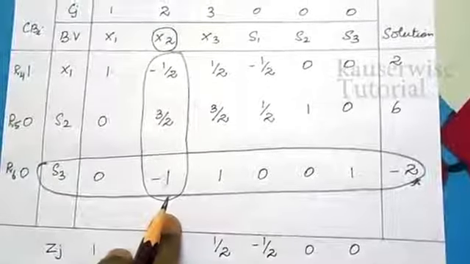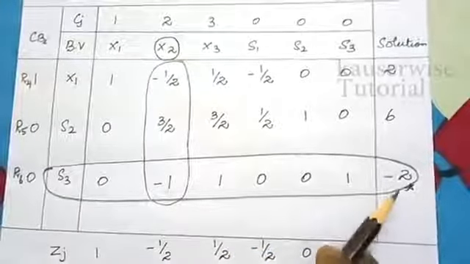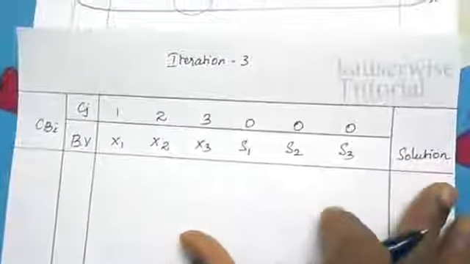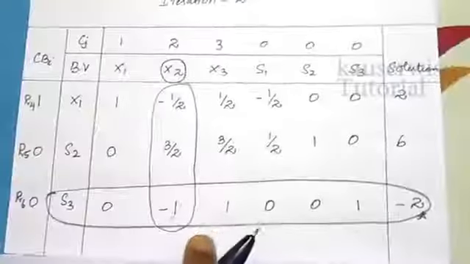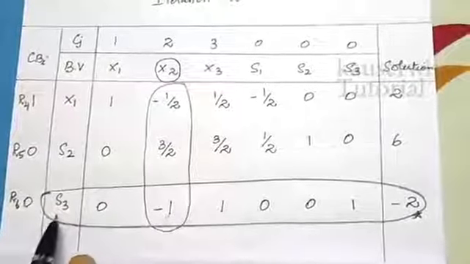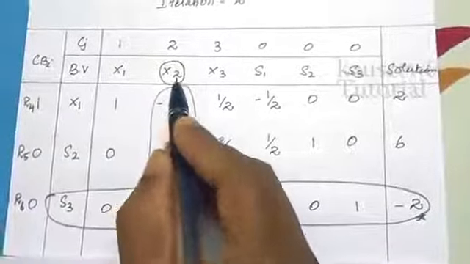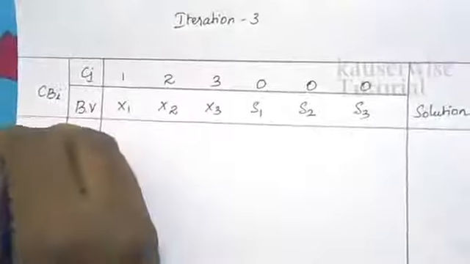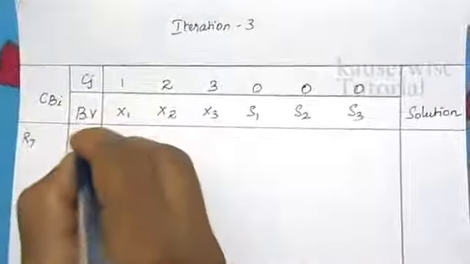Okay, now we have to move further in order to remove the infeasibility. For that we have to form the third iteration. In the third iteration, which one is the entering variable? Look at the second iteration. S3 is the leaving variable and x2 is the entering variable. So we have to write x2 instead of S3. So this one is row 7. In row 7, the entering variable is x2.